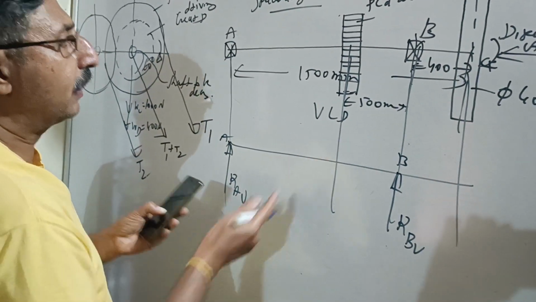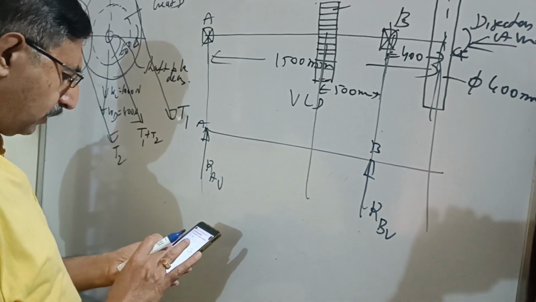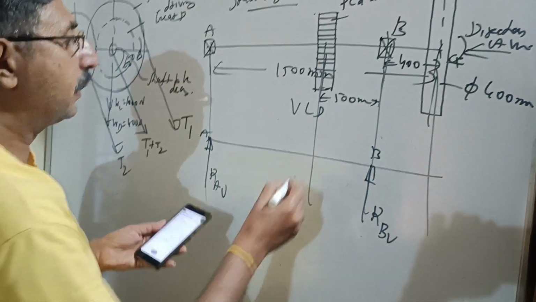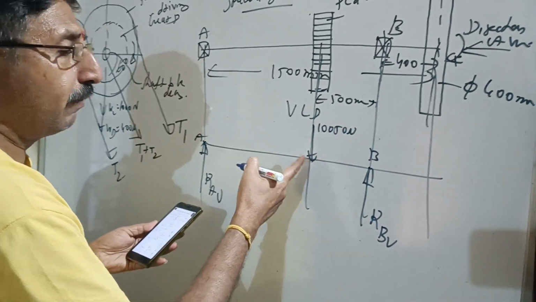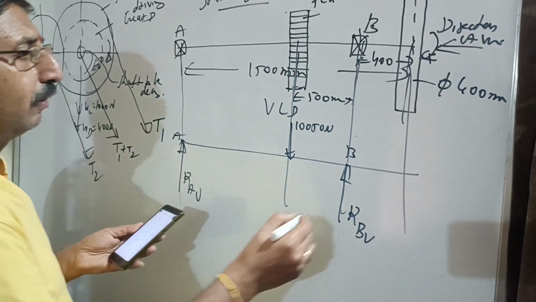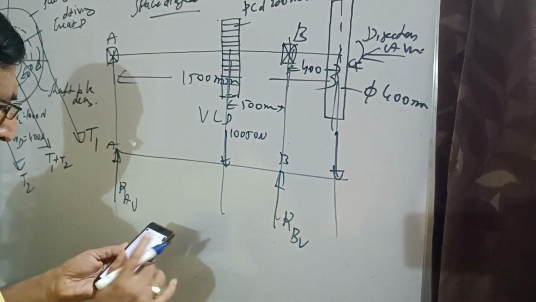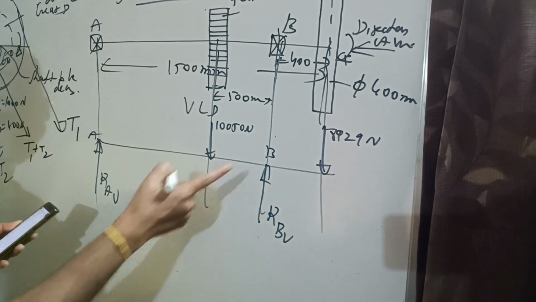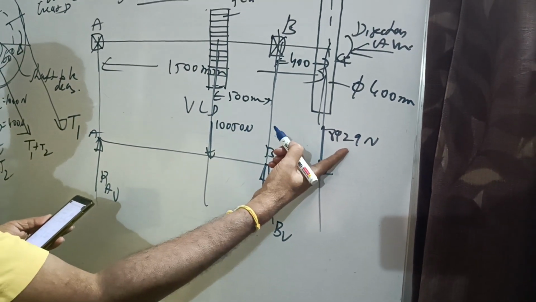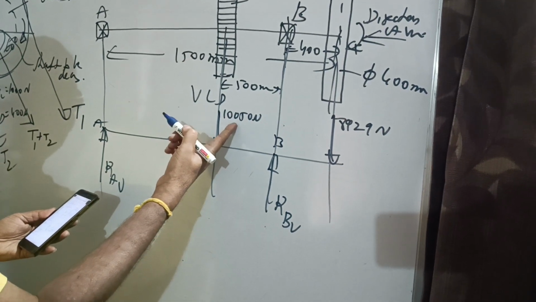Now what about gear D? What is the direction? Let me check the vertical loading diagram, VLD. Here at the gear, 10,050 Newton. Already we have calculated the total vertical load at gear D. Similarly, the total vertical load at pulley C is also acting in the downward direction, 8,929 Newton. This is also known. So the total vertical load at pulley C is 8,929 Newton, and at gear D it is 10,050 Newton.